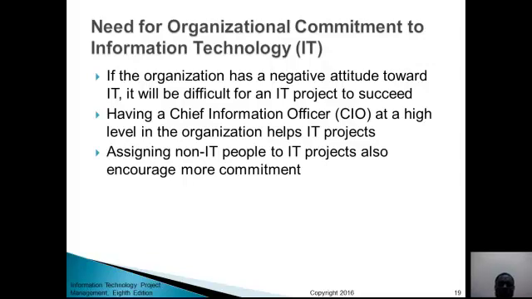So assigning non-IT people to IT projects also encourages more commitment. So when you form the team, don't only commit the IT people. You can bring people from the human resource, from the accounts, from the sales, engineering, all be part of the IT projects, so that they appreciate the role of the technology for their areas. If you don't do that and you commit only IT people to the project, then you have a tough time convincing the other departments why the project is important.